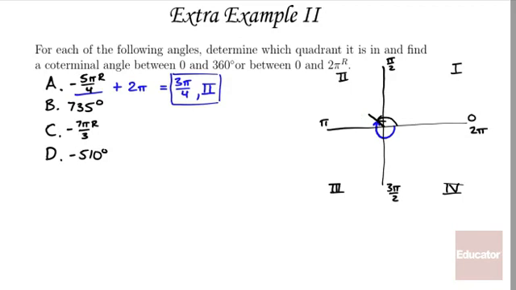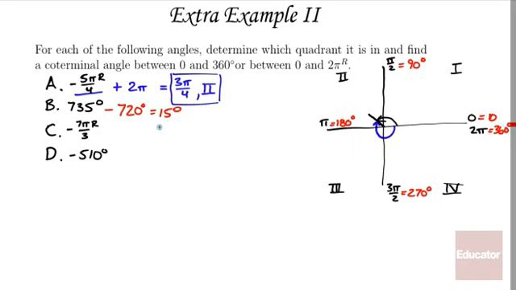735 degrees, that's way bigger than 360. So let's drop down multiples of 360. We can actually take out 2 multiples of 360 right away. So I'm going to subtract 720 degrees, and we get 15 degrees. Well, if we write things in terms of degrees here, 0 is 0 degrees. Pi over 2 is 90 degrees. Pi is 180 degrees. 3 pi over 2 is 270 degrees. And 2 pi is 360 degrees.